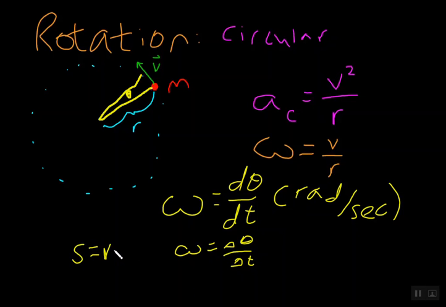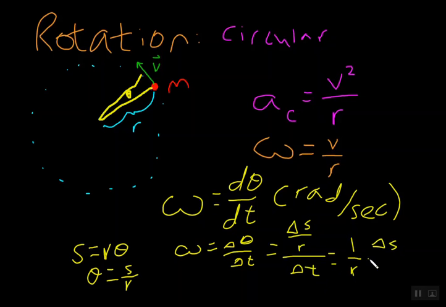S is equal to r times theta, right? Which means theta is equal to S over r. So this is delta S over r, and for delta theta, r is not changing, because it's just moving in a regular circle. So it's delta S over r over delta t, which is 1 over r times delta S over delta t.